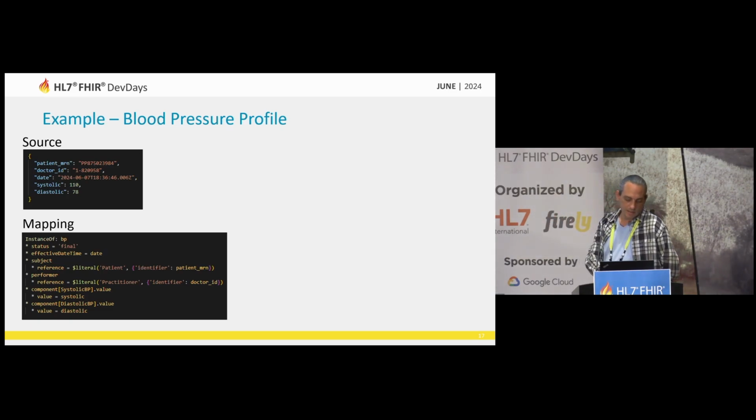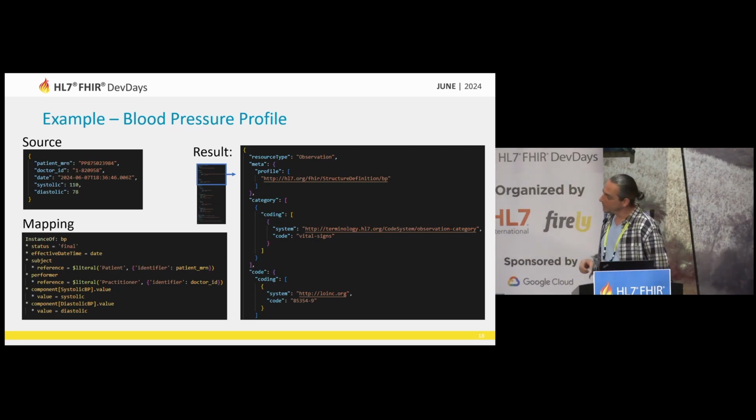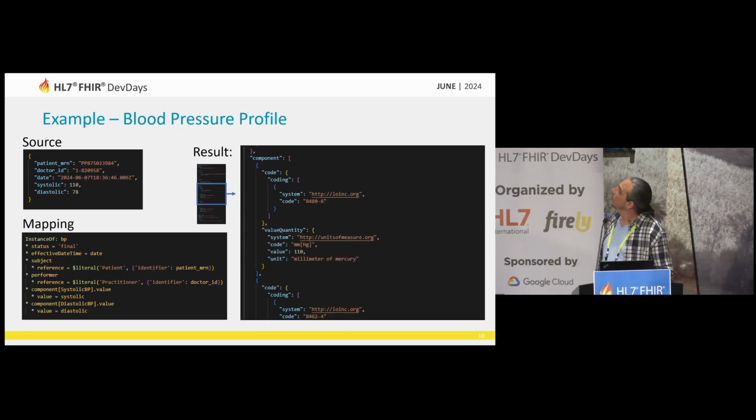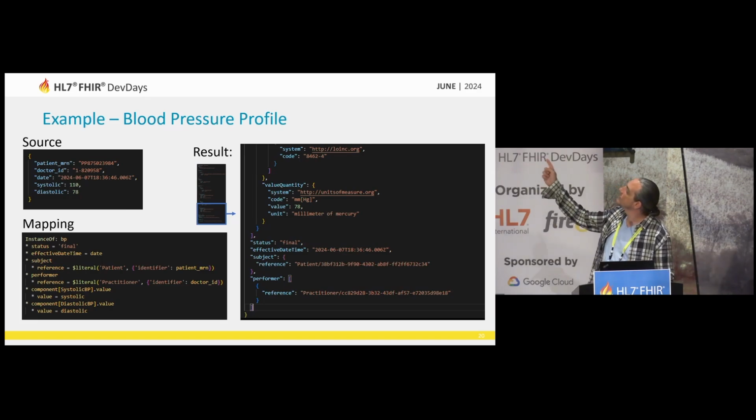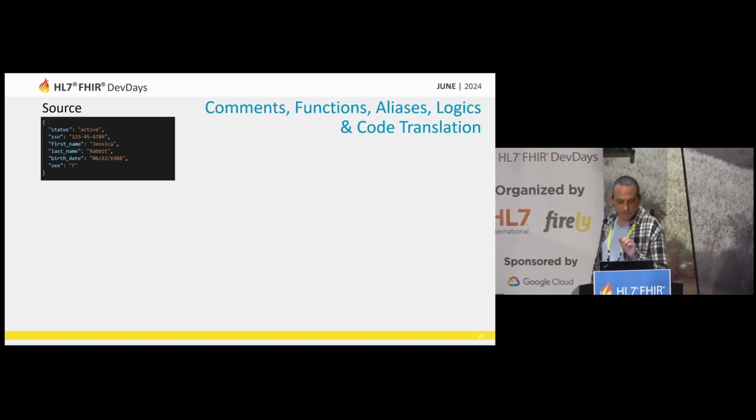So the result, I split it because it's very big. So you can see a lot of data has been put there for me. The category from the parent profile, the meta profile, the code, and then we have the component with the code and the value quantity with the system and the code and the unit and the value from my source. And of course, you can see the references that have been converted to literal references.